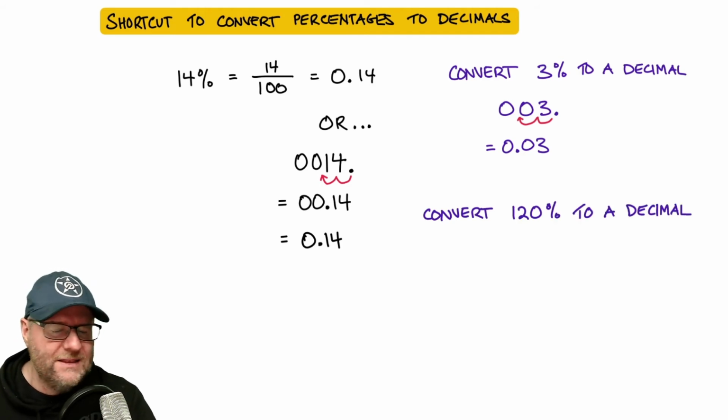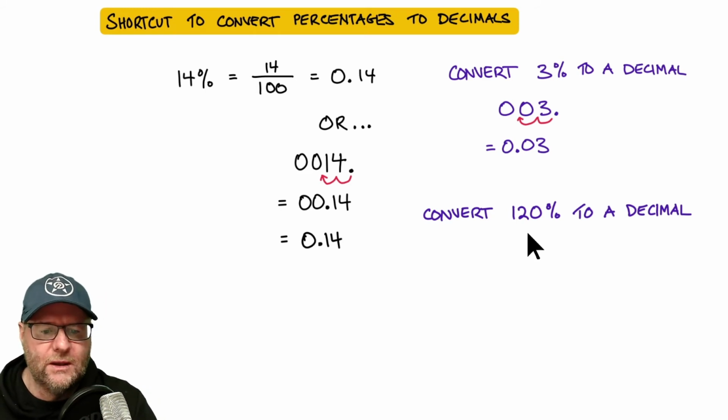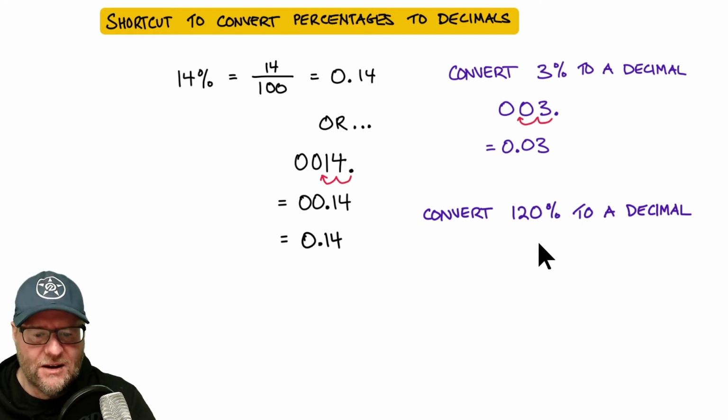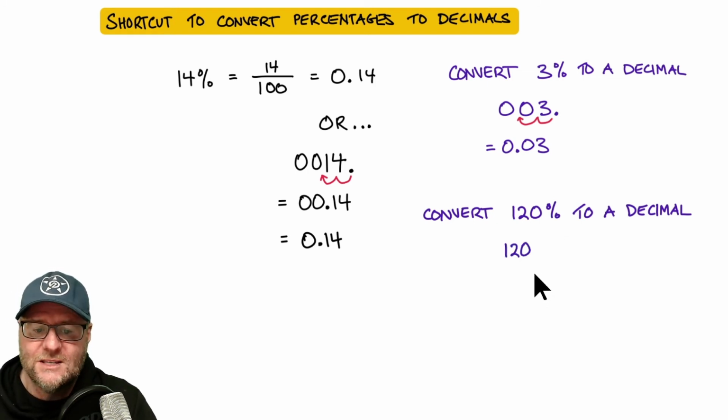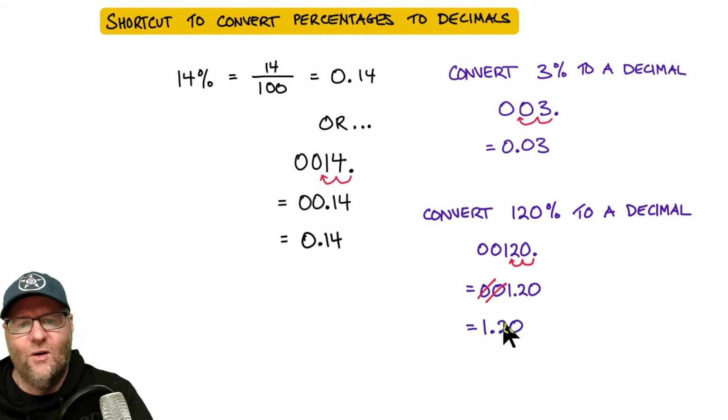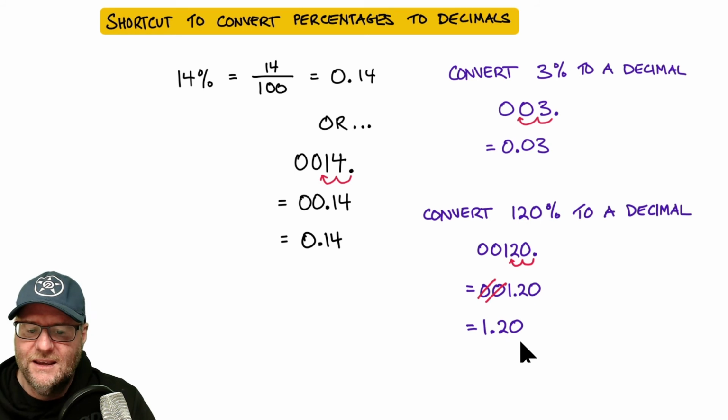Let's do one more. Now this might be a little bit tricky. You think, well, how can you have 120% of something? Well, you can, and in a future video we'll look at what that means. But in this case, let's just follow the exact same process. I'm going to take my 120. It's a whole number, so I'll put my decimal point at the end, and I'll put 2 leading zeros at the front of it. I'm going to take that decimal point and move it 2 places to the left, and it ends up between the 1 and the 2. Okay, I don't need these leading zeros anymore, so I can cross them out, and I'm left with 1.2. So 120% is the same thing as 1.2 or 1.20.